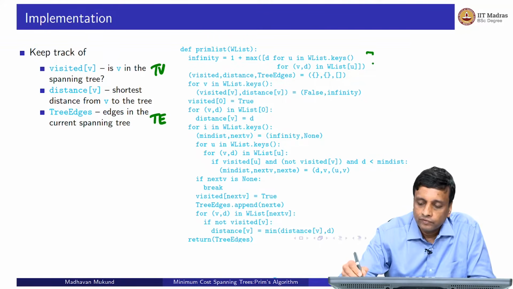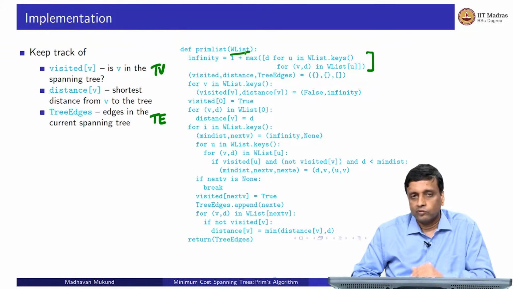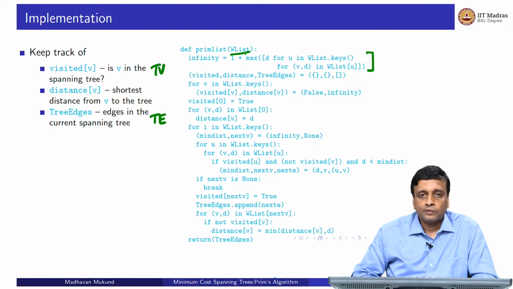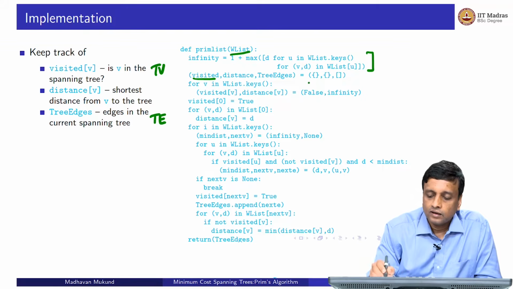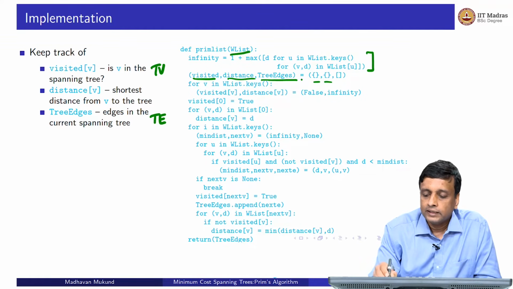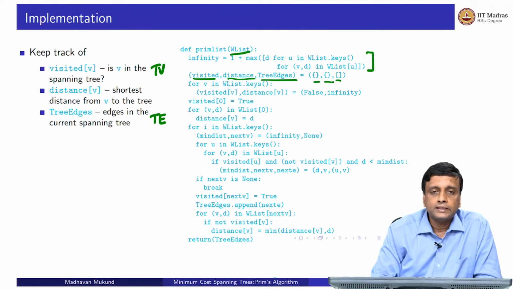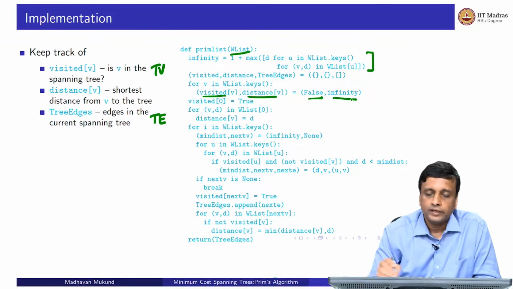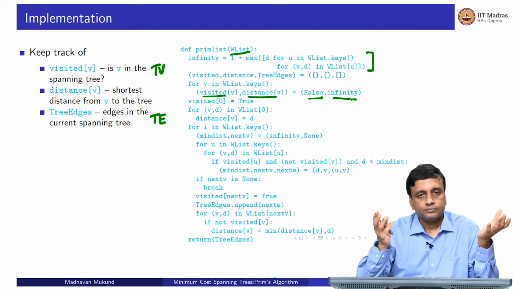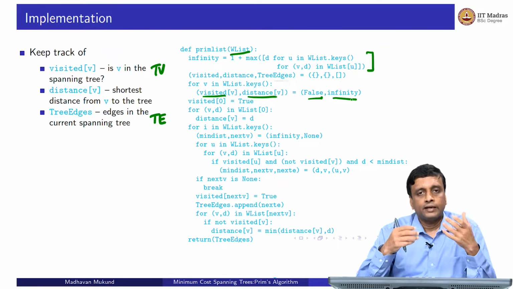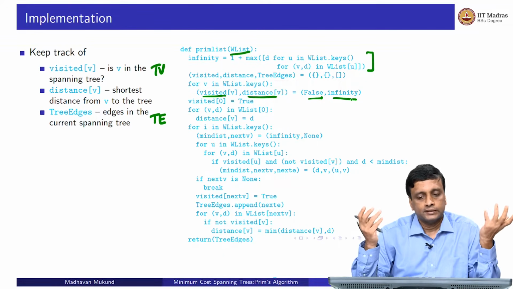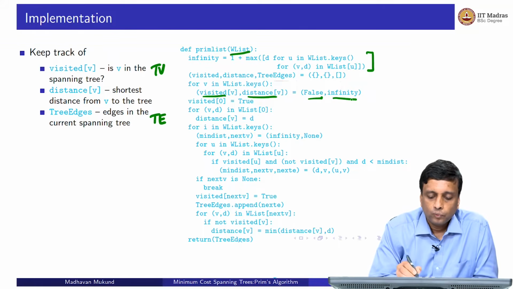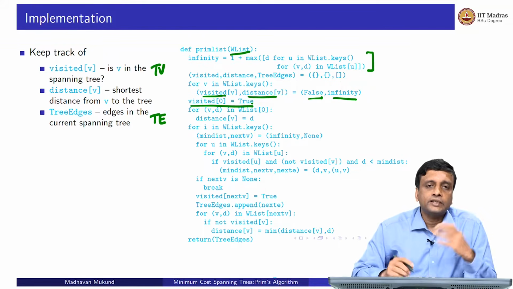So initially, as usual, we define infinity, and we are directly working with an adjacency list, because we know that it cannot be worse than working with a matrix. So we initialize visited to be a dictionary, distance to be a dictionary, and tree edges to be a list, empty dictionary, empty list. Now the first thing we do is that for every vertex we initialize visited to false and we initialize distance to infinity. So initially there is no tree, so every vertex is unvisited and every vertex is infinitely far from the tree because there is no vertex in the tree.